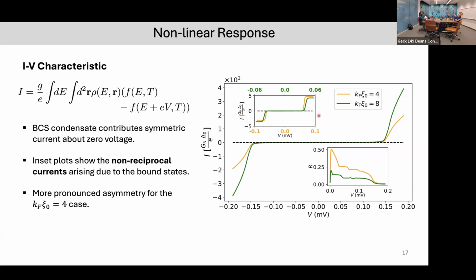And to characterize this, we plot the rectification factor. It just measures how asymmetric your current is with respect to positive and negative voltage biases. And for low voltages, it reaches a value of 0.5. But even for a significant range of voltage bias applied, it still holds a value of more than 0.2 for the case of Kf xi naught equals 4. And also we see again that the asymmetry is more pronounced for the case of lower Kf xi naught.